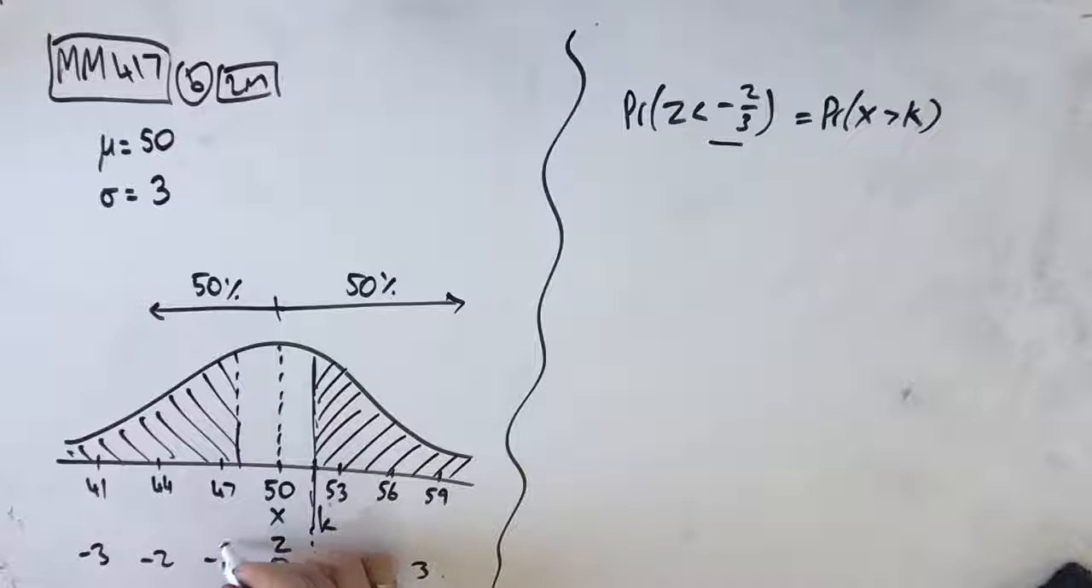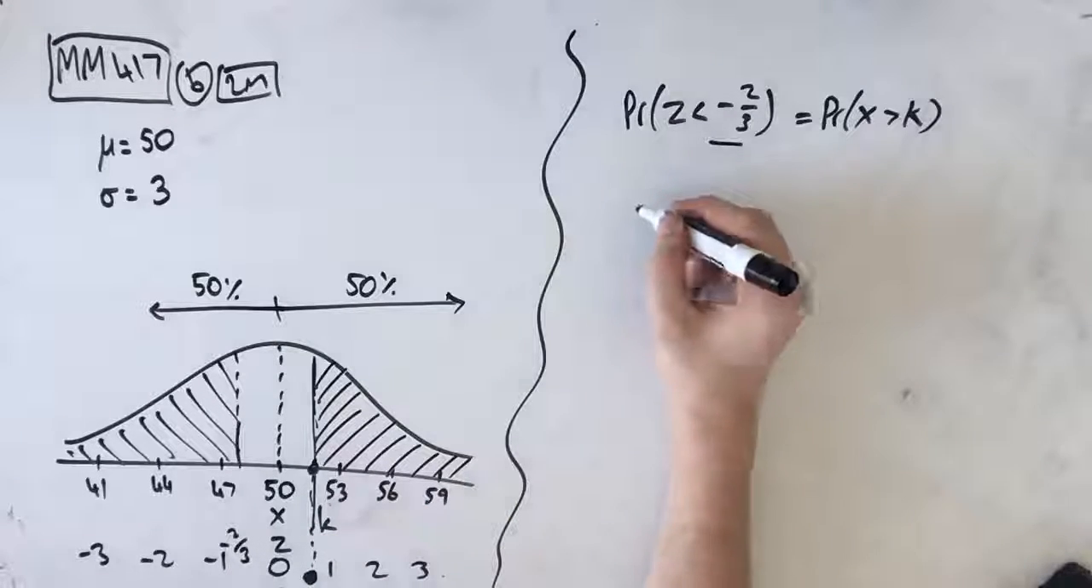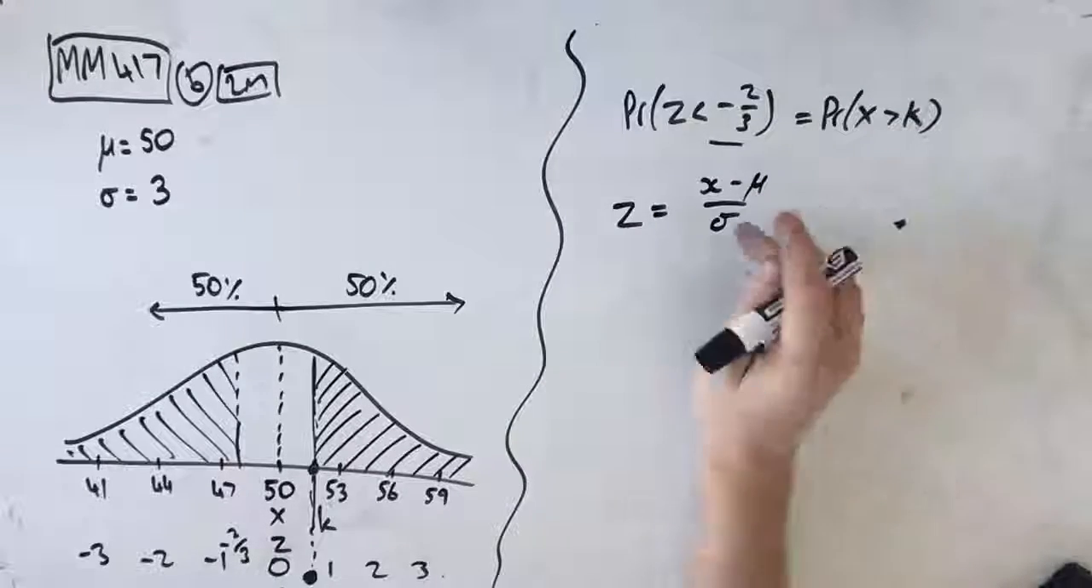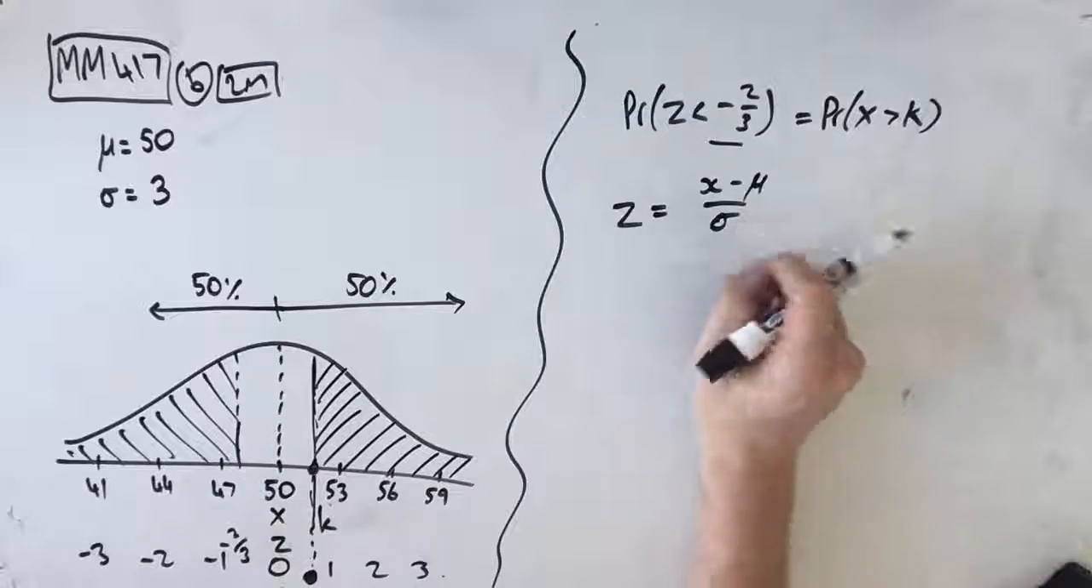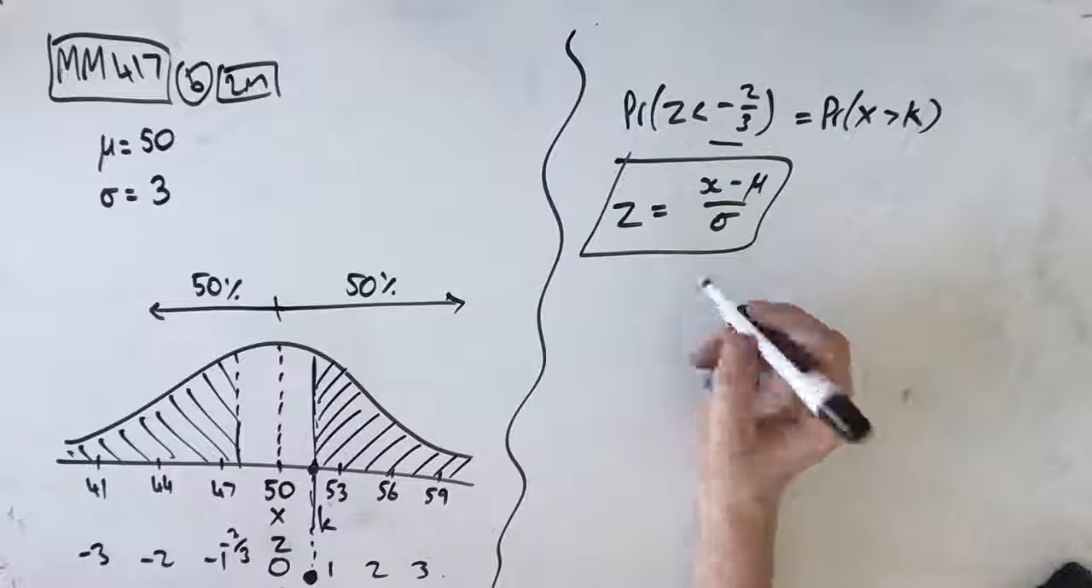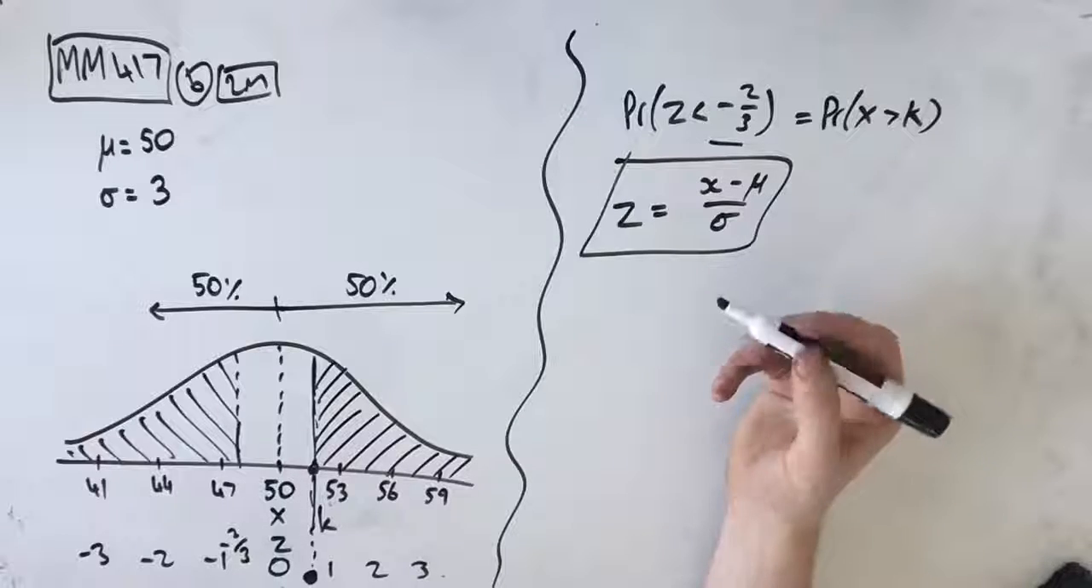Now we know that the z value on this side is -2/3, which means that on this side it's going to be +2/3, because it's symmetrical. So what we want to do is correspond that z value to an x value. We know that our z values and x values are joined by this equation here, and we're going to need to use that in order to find our k value.